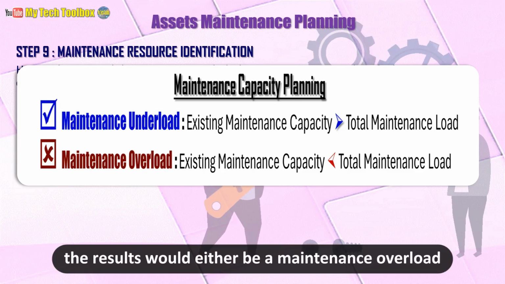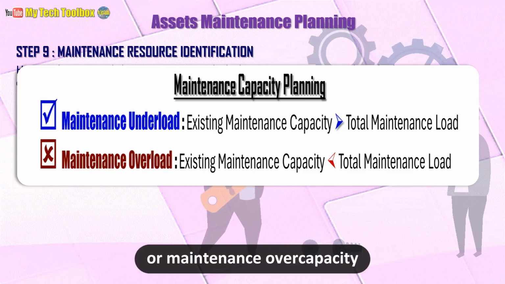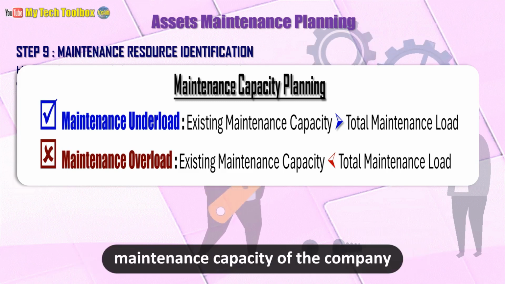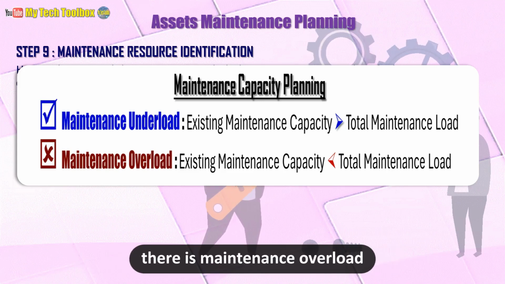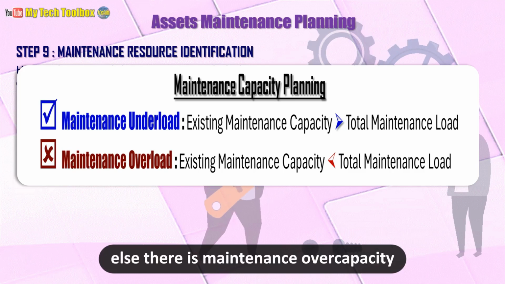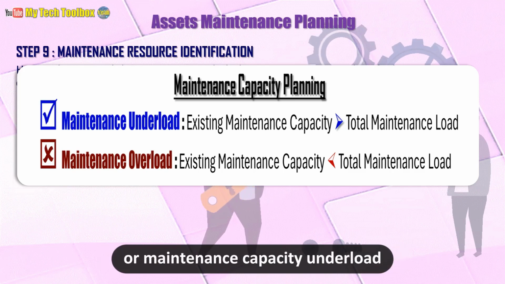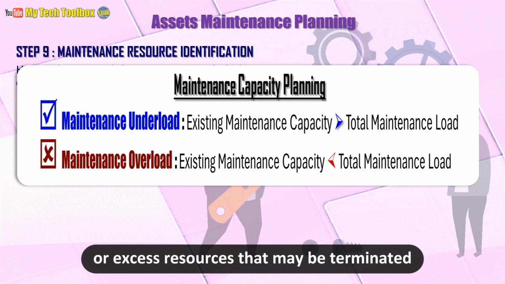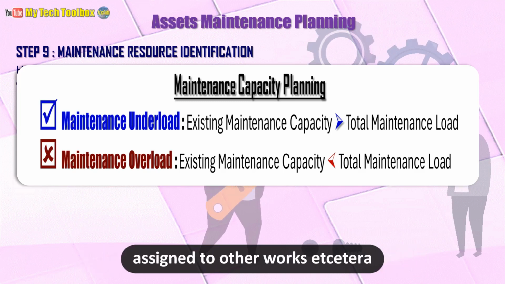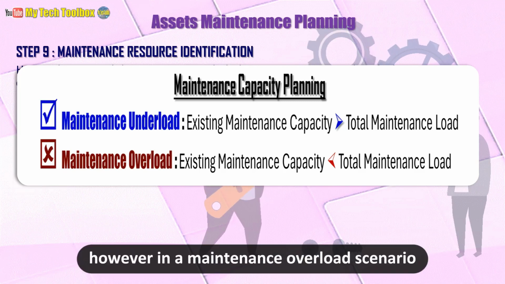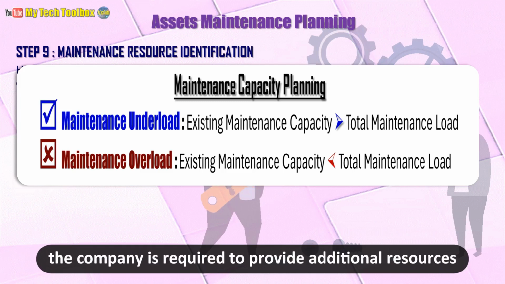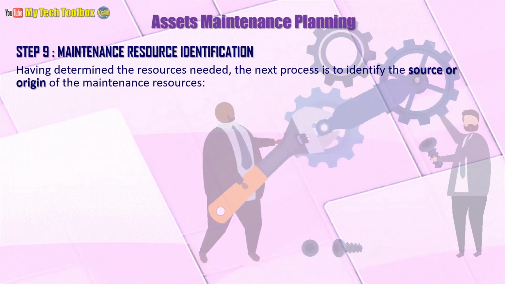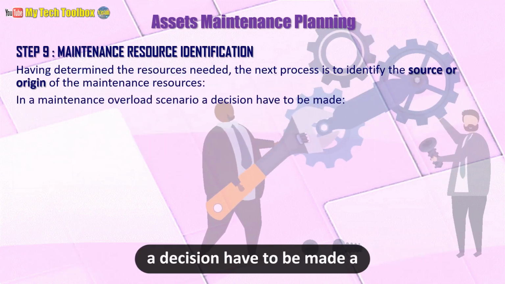The results would either be a maintenance overload or maintenance overcapacity. If the total maintenance requirement or load is greater than the existing maintenance capacity of the company, there is maintenance overload. Else there is maintenance overcapacity or maintenance capacity underload. When there is a maintenance overcapacity, the company has extra or excess resources that may be terminated, assigned to other works, etc. However, in a maintenance overload scenario, the company is required to provide additional resources to completely perform the maintenance requirement. In a maintenance overload scenario, a decision has to be made.